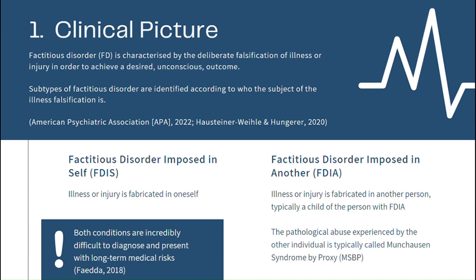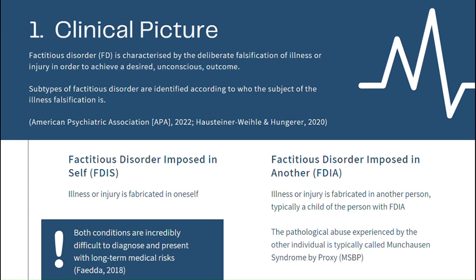There are two subtypes of factitious disorder. There is factitious disorder imposed on self, which is when one falsifies an illness in themselves. And then there is factitious disorder imposed on another, which is when an individual falsifies an illness in another person. And this tends to be a parent, specifically the mother, falsifying an illness in their child. This pattern of abuse is known as Munchausen syndrome by proxy. So the condition in the individual falsifying is FDIA, and the pattern of abuse is Munchausen syndrome by proxy.